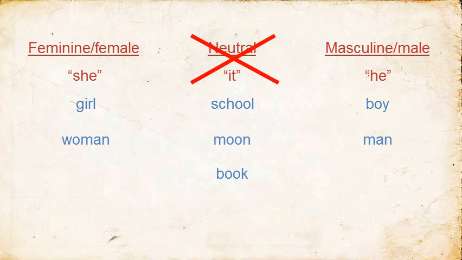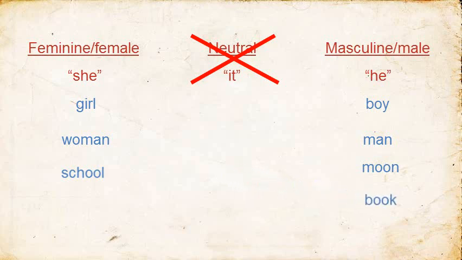For example, in Arabic, the word school, madrasa, would actually be a feminine word. So you'd refer to madrasa as hiya or she. The word moon, qamar, would actually be a masculine word. So you'd refer to qamar as he or huwa. The word book, kitab, would actually be a masculine word. So you'd refer to book as huwa. So when it comes to Arabic, there is no neutral gender. There's only a masculine gender and a feminine gender. Every single word is either masculine or feminine.